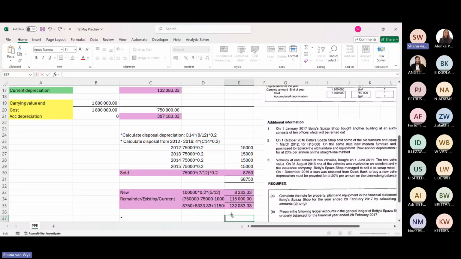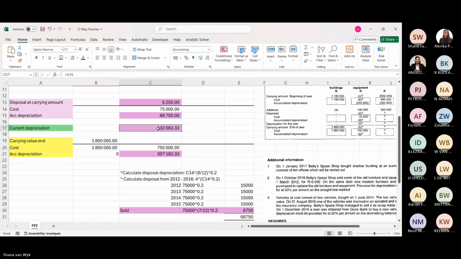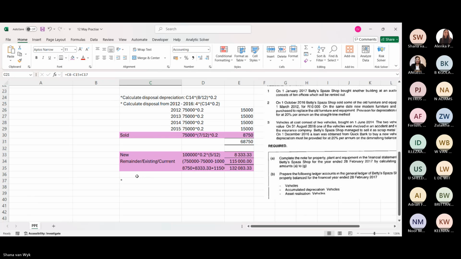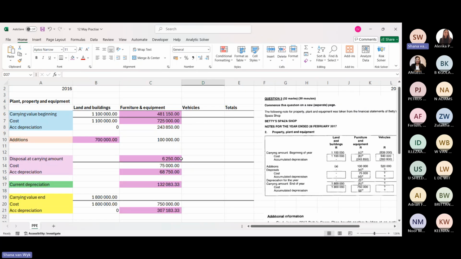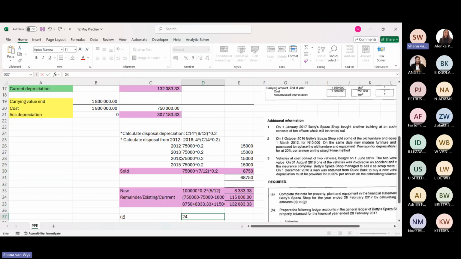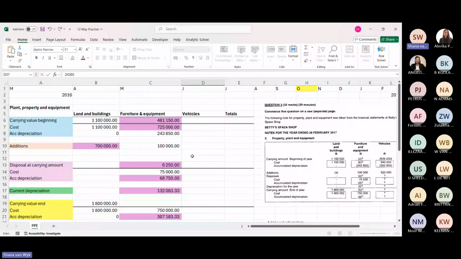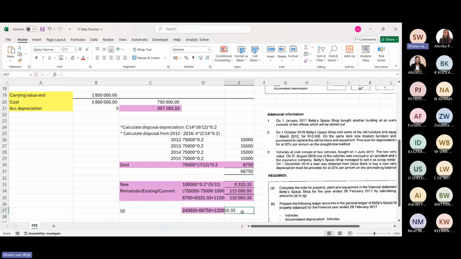So this is then going to be, where am I now? Oh, so G is correct. So G is 243,850 minus. Okay, so this is G.